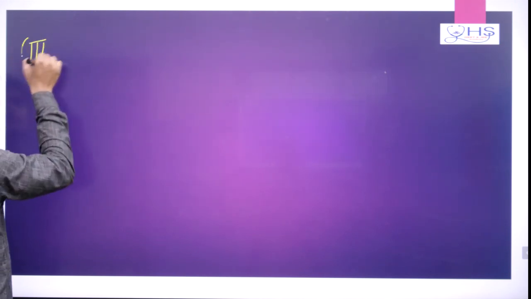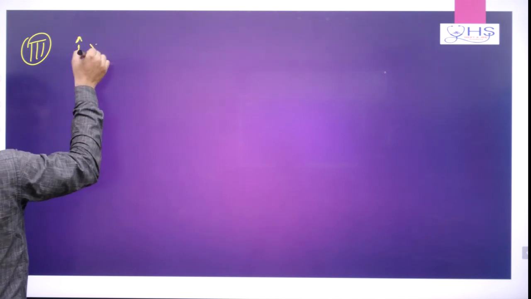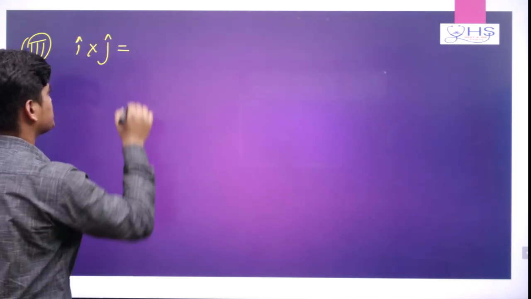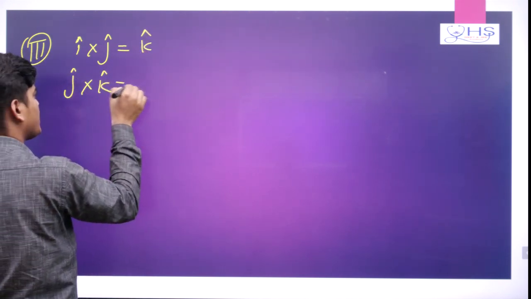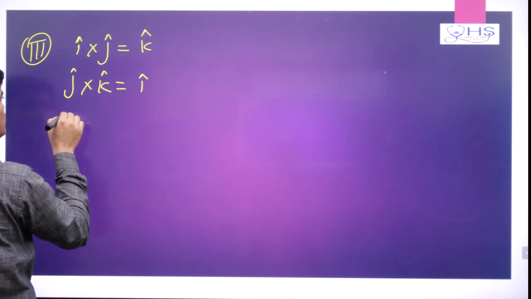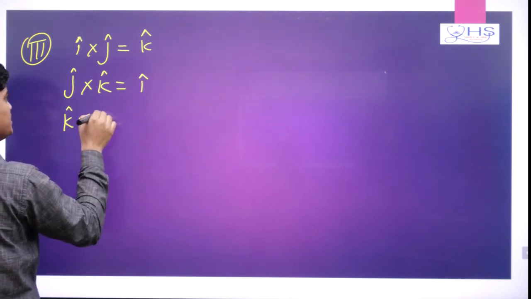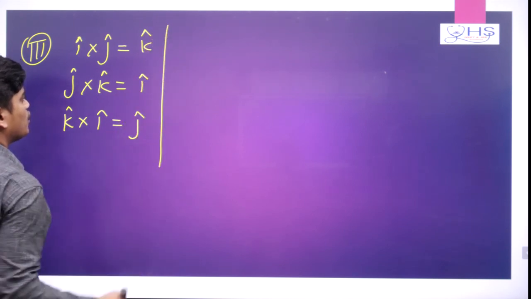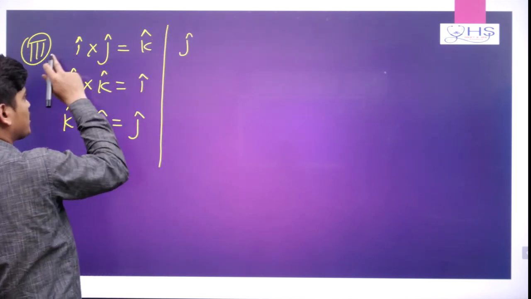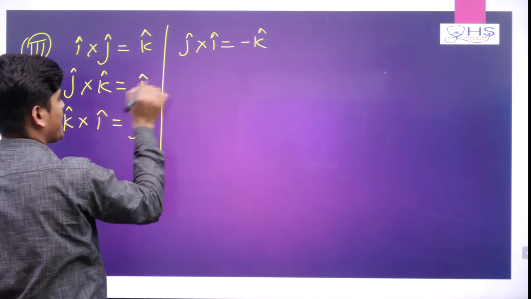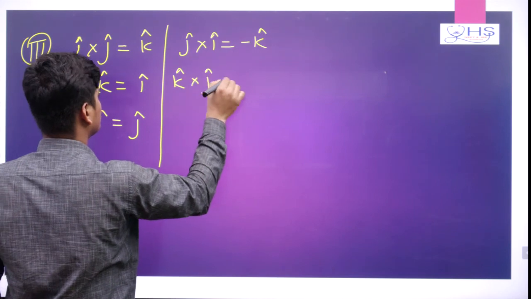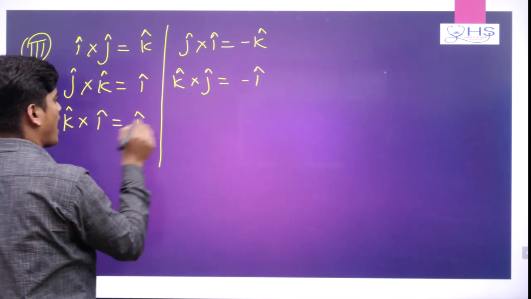Okay, if you are doing i cross j, how much? i cross j is k. j cross k, if you do j cross k, it will be i. And if you do k cross i, then how much will you get? j. And if you do the opposite, reverse of j cross k, that is k cross j, then you will get minus i. And if you do i cross k, how much will you get? Minus j.